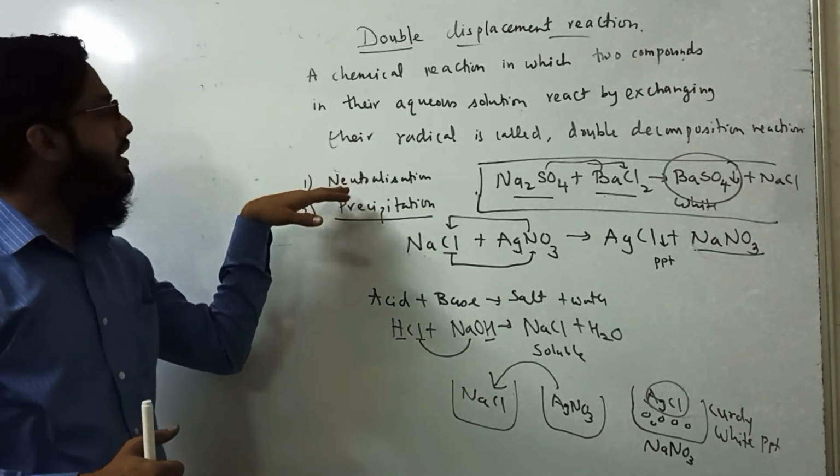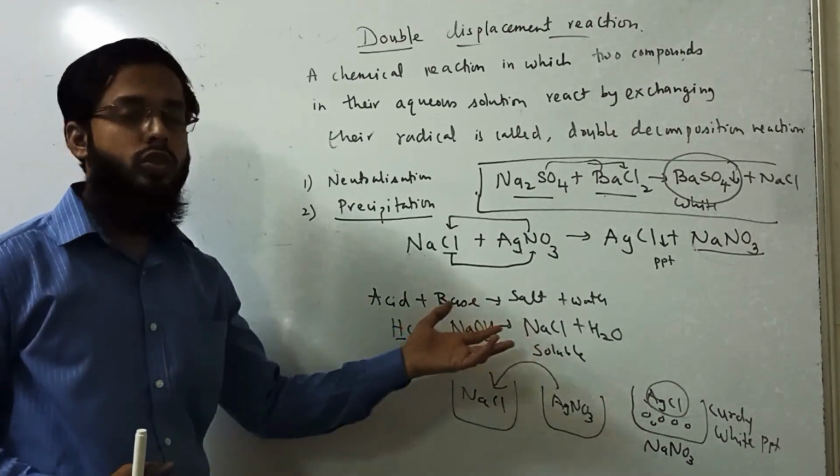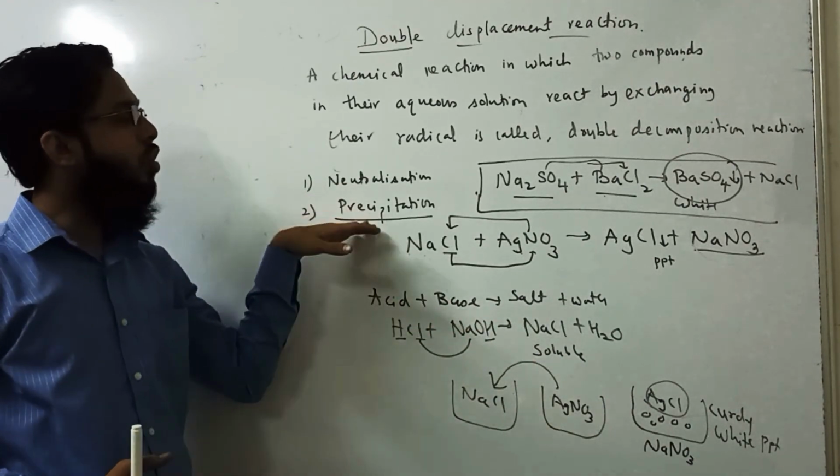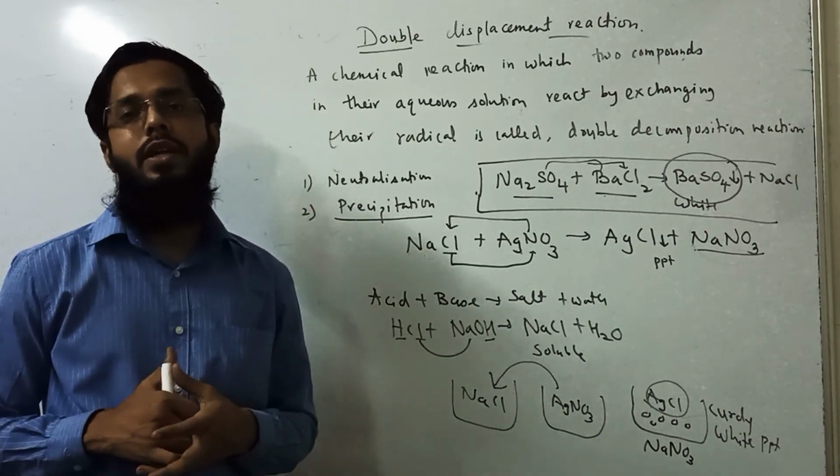So double displacement can either be neutralization, like acid base, which has a soluble product. But if it is insoluble, then it is known as precipitation reaction. So this was about double displacement reaction.